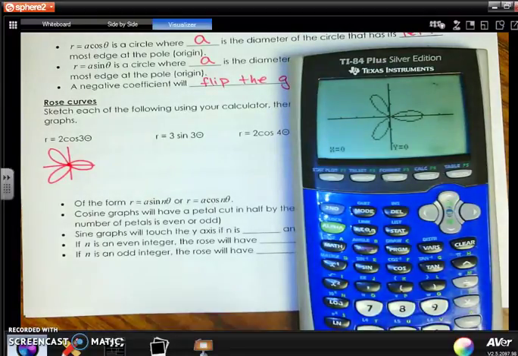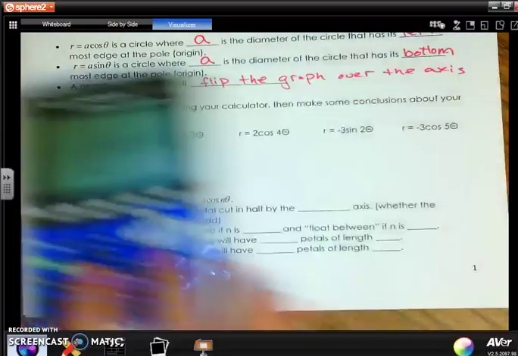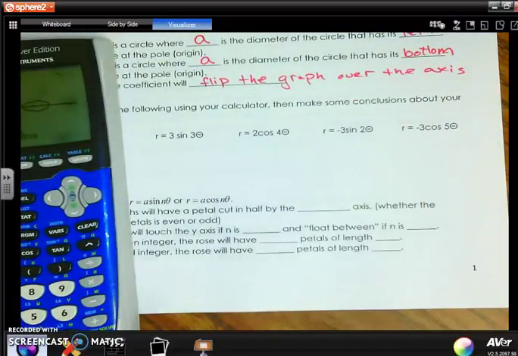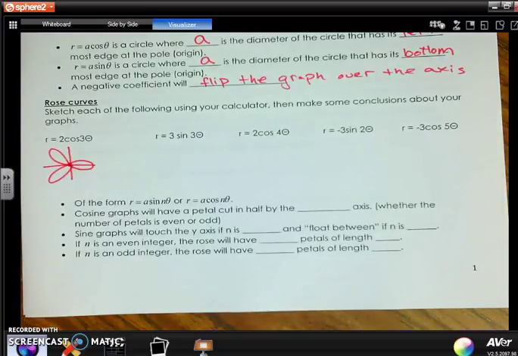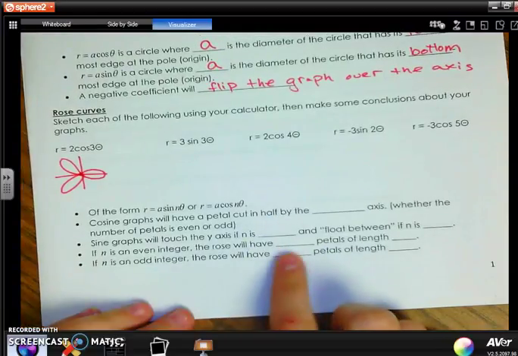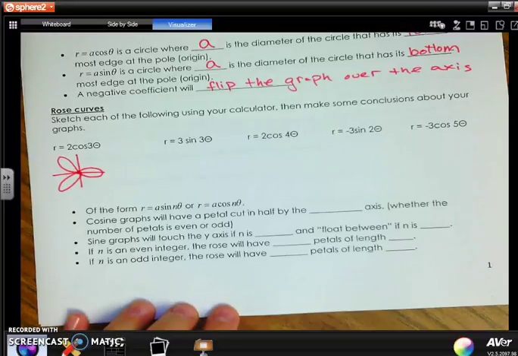So what I'd like you to do now is pause the video, go ahead and graph these using your calculator. Again, you're in polar mode still. And then see if you can make some conclusions, try to fill in these blanks. See if you can kind of draw those conclusions. So go ahead and pause.